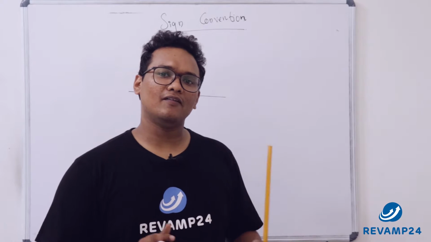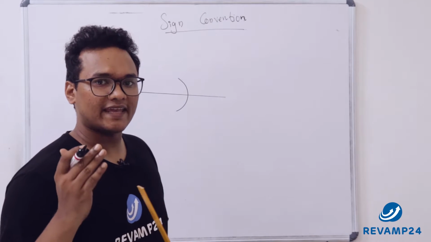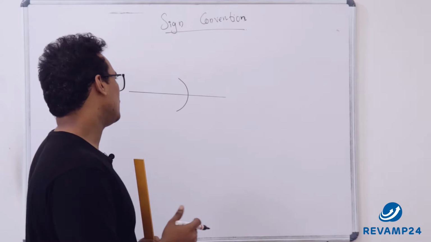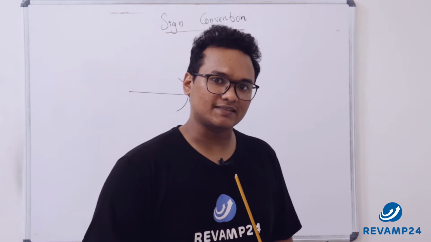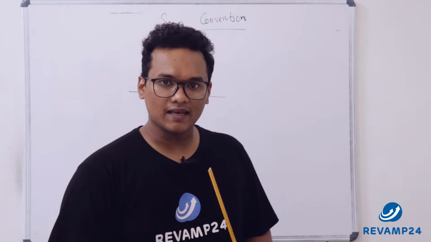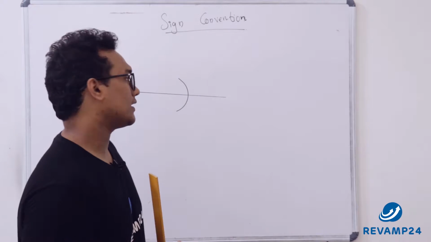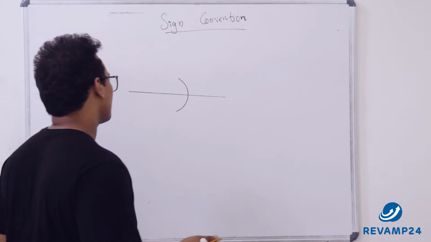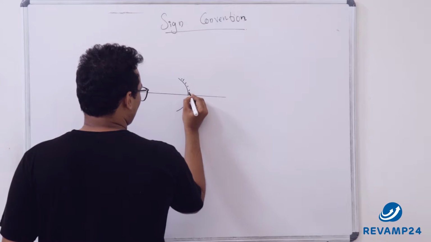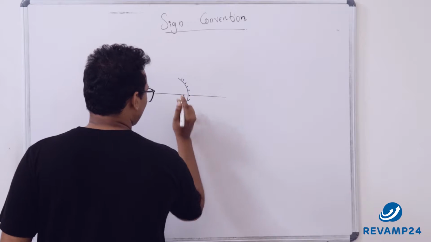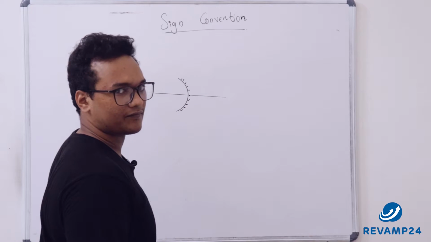In this video, I will explain how to take sign while you are taking the measurement of image distance, object distance, then focal length, then radius of the sphere. So I am going to consider a concave mirror. For the concave mirror, we will have the inner surface as the reflecting surface.